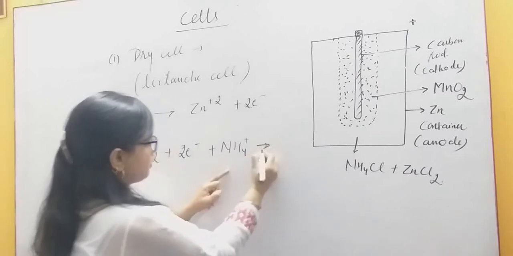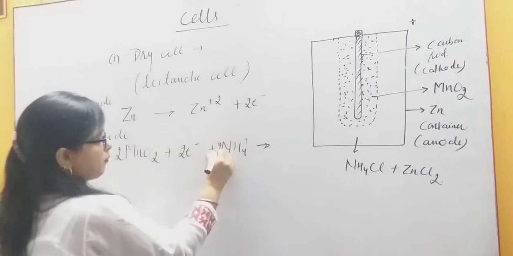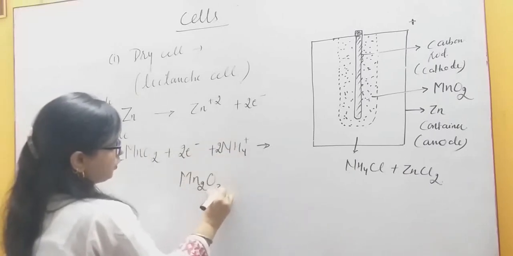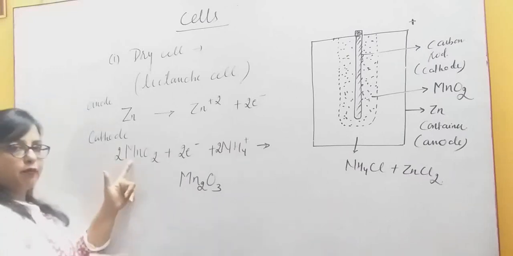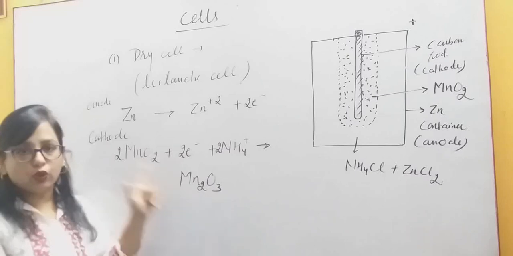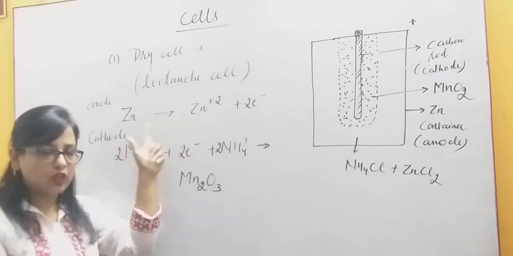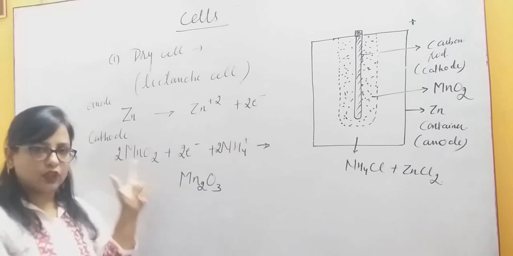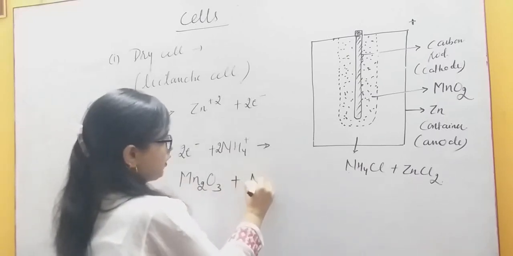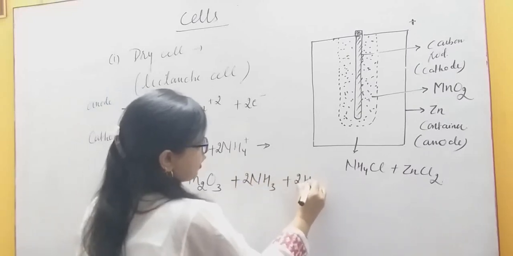Now see what happened. MnO2 is converted into Mn2O3. Here is a change in oxidation state. Manganese in MnO2 has an oxidation state of +4. It is converted into +3. So it is a process of reduction, and here is the process of oxidation. So reduction occurs at MnO2, and ammonia gas is released in this process, and it makes water too.